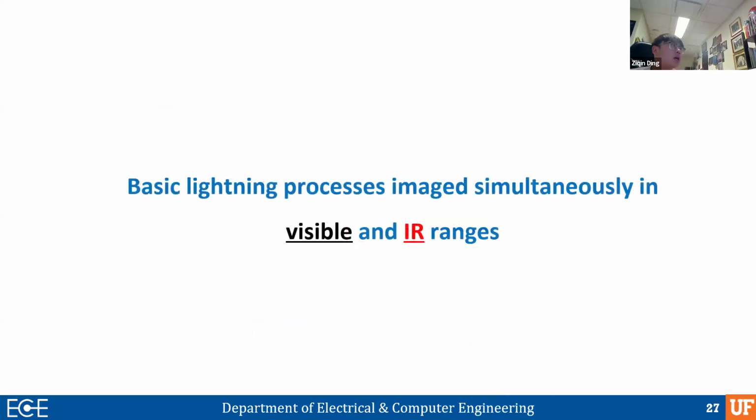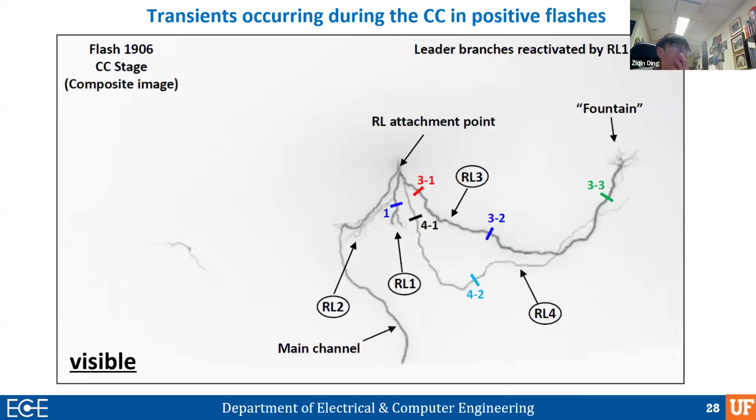So next, I would like to show some basic lightning processes imaged simultaneously in visible and infrared ranges, and show some comparisons between the detailed frames of those lightning processes. In this study, we imaged the M components after the positive return strokes, because during the positive continuous current, M components do not usually occur.